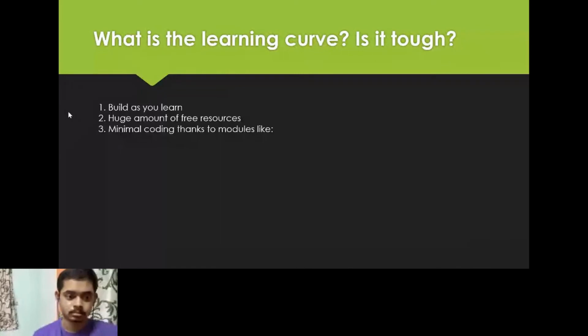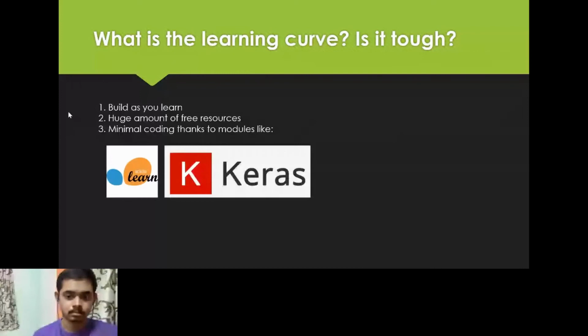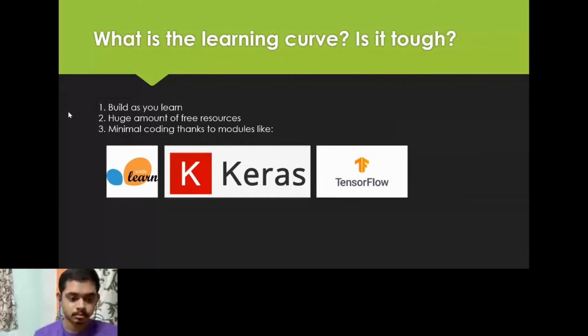For example, we have libraries like scikit-learn, which is open source and gives you the power to use various classification, regression, and clustering algorithms in a few lines of code. We have Keras, an open source module which provides an interface to build artificial neural networks. We have TensorFlow, an open source library created by Google, which provides many functions for ML and AI.